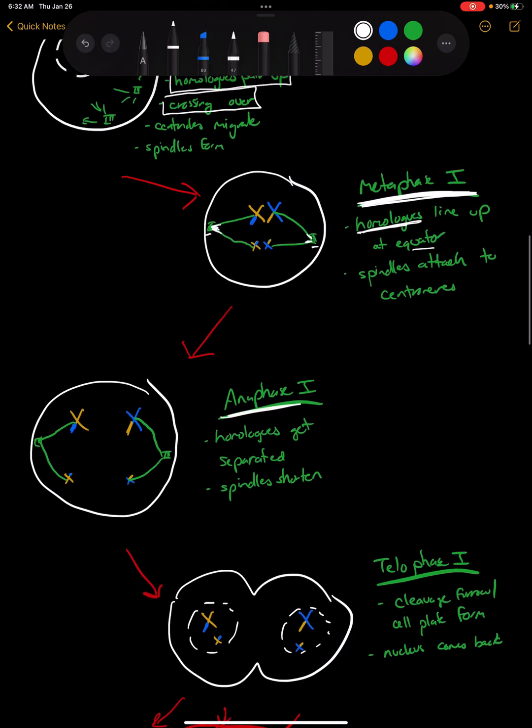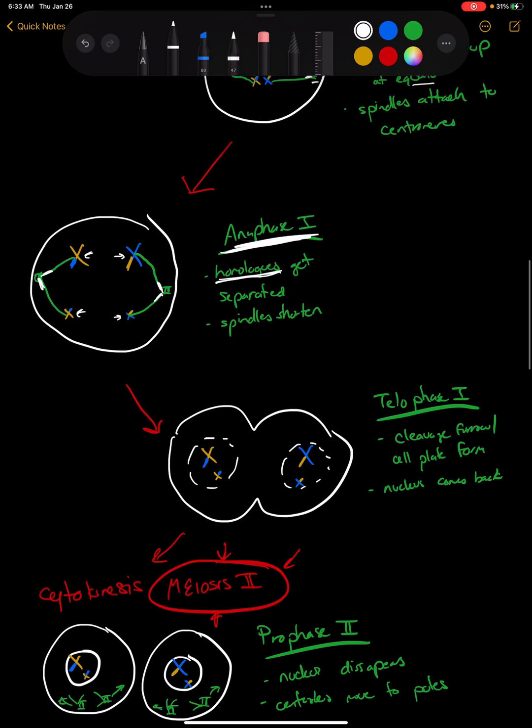Then anaphase. Now these spindles, remember, start to shorten, and when they shorten, they pull these homologs apart. So that one's going to go this way, this one's going to go that way, and so on. They're getting pulled apart. But instead of replicated chromosomes getting pulled apart, I'm separating my homologs.